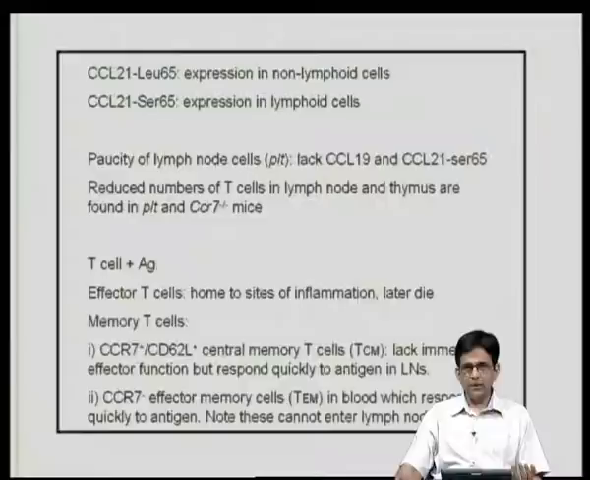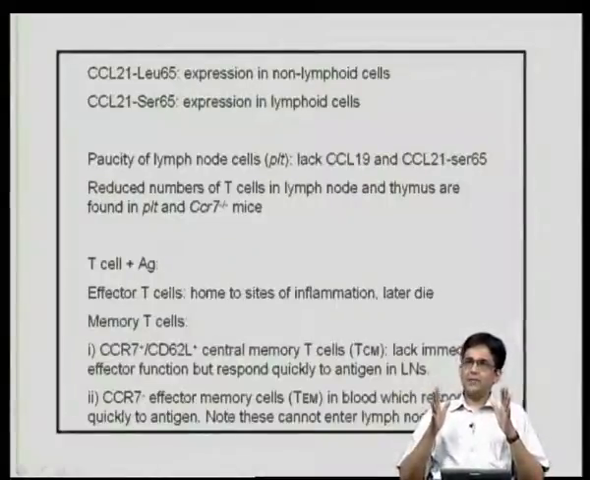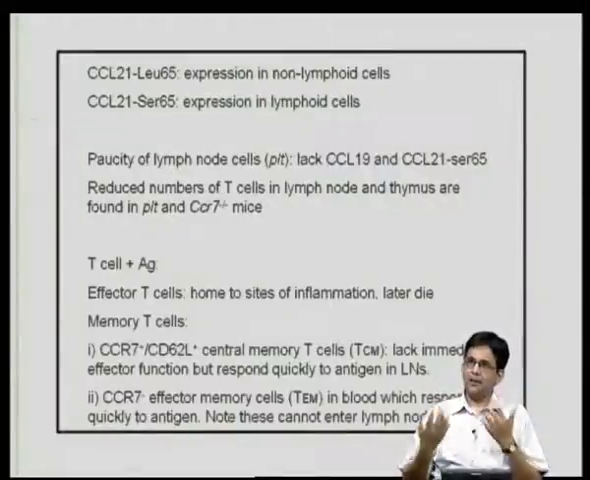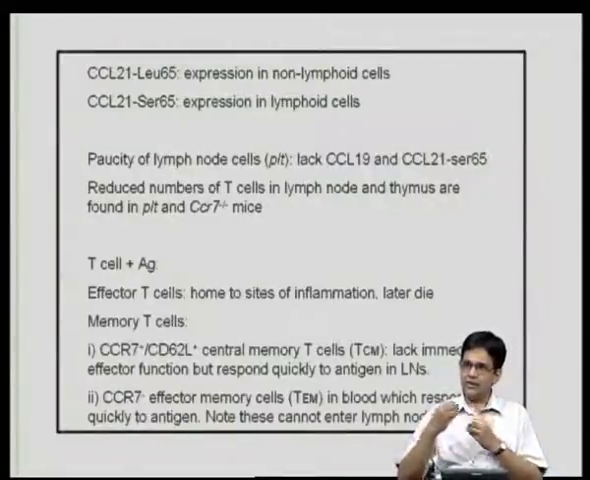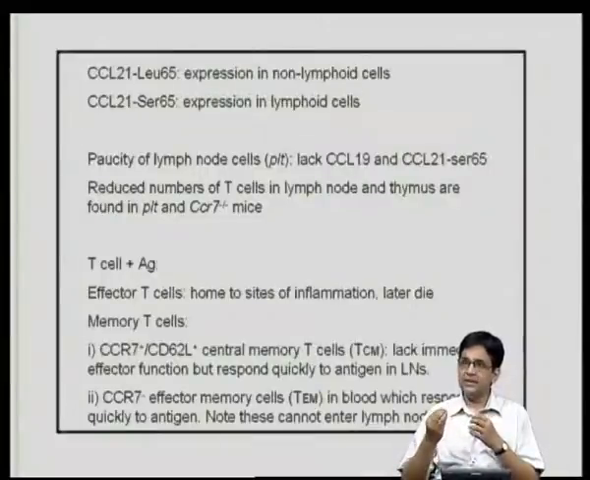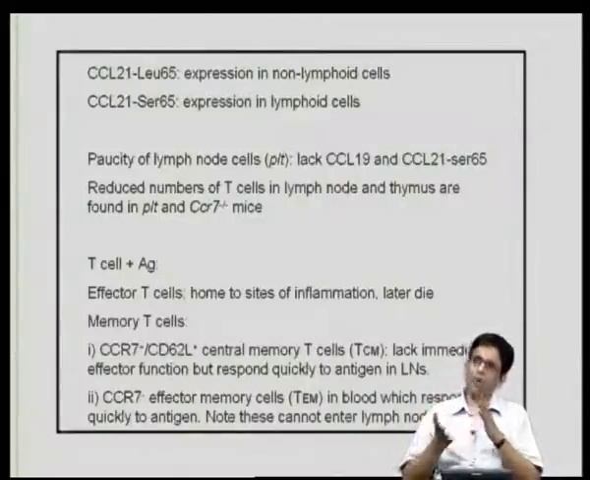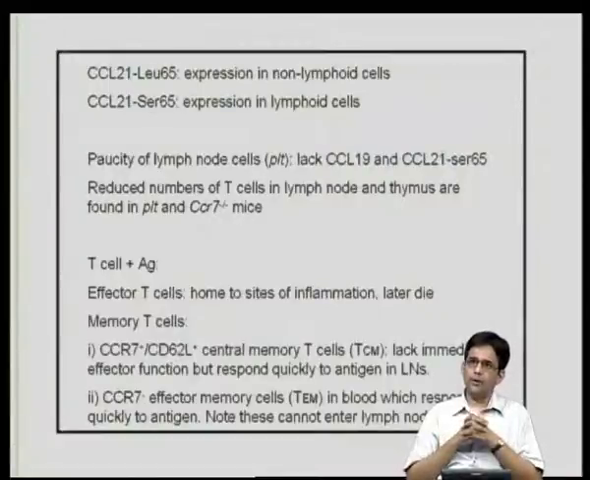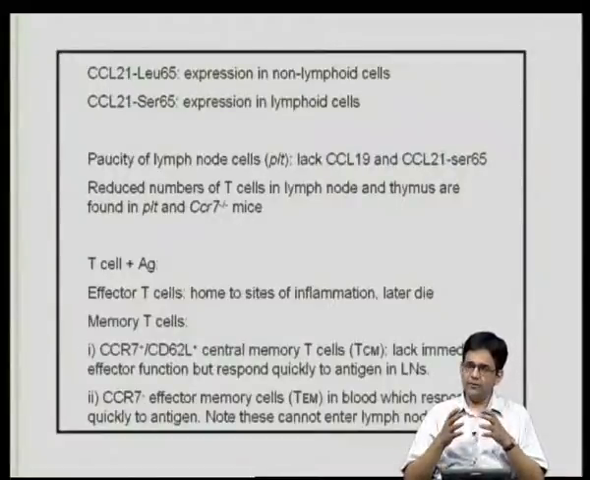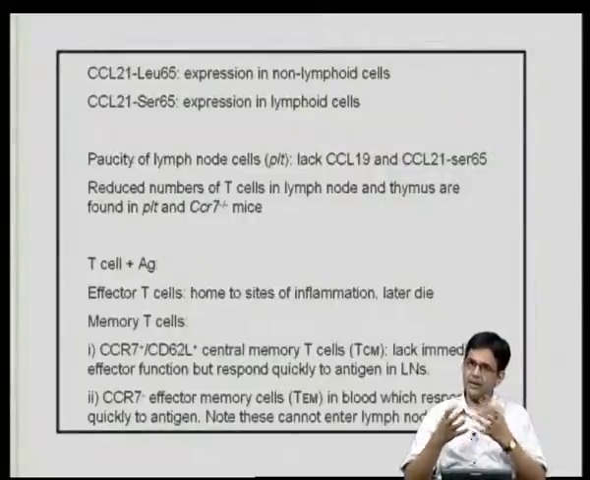The other population that you have is the CCR7 negative effector memory T cells or TEMs, which are present in blood and which respond quickly to antigen. So, basically there are two different types of memory T cells, ones that are in the periphery in the blood which can respond quickly to antigen, but these lack CCR7, that means they can't enter the lymph nodes, and by not having CCR7 they are excluded from the lymph nodes. But you also have another group of memory T cells which have CCR7 and are present in lymph nodes, and they respond to antigen once it comes to the lymph node.